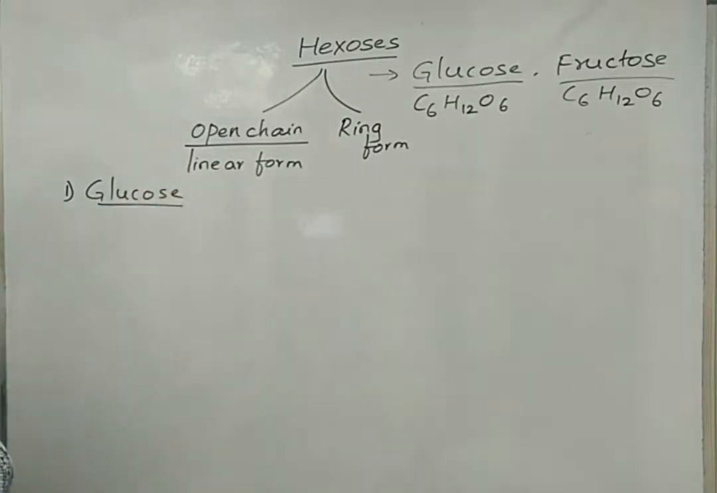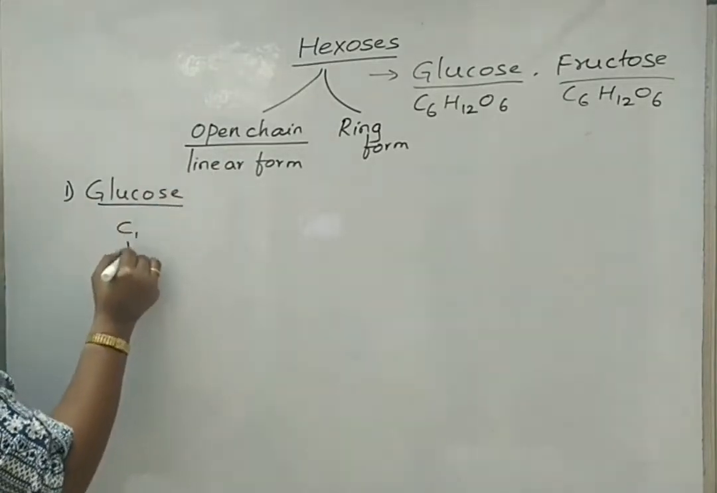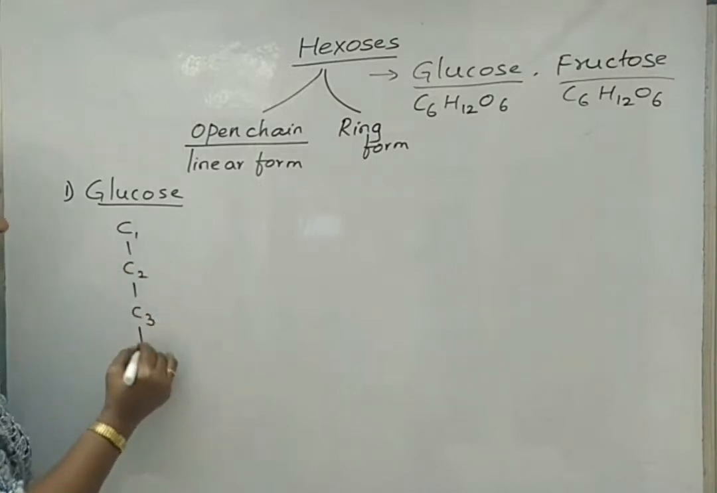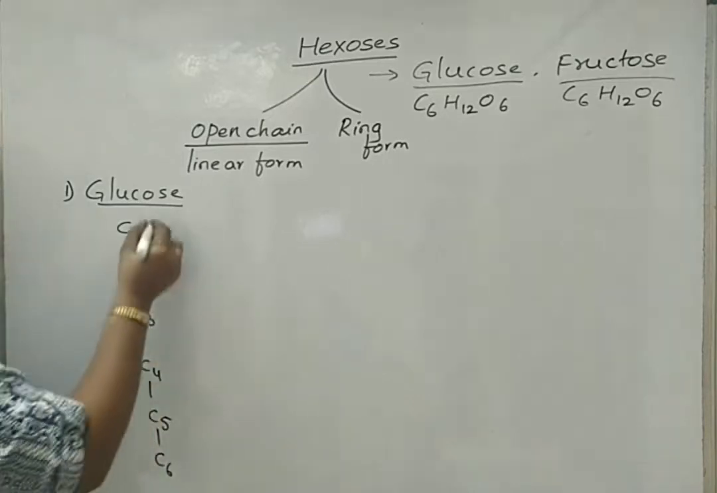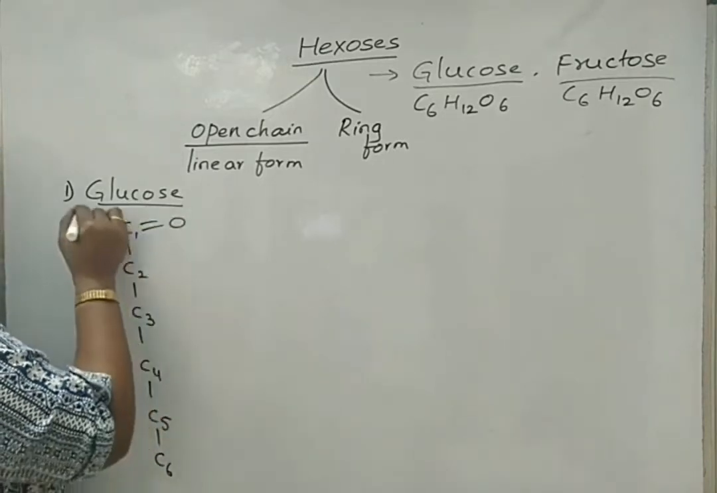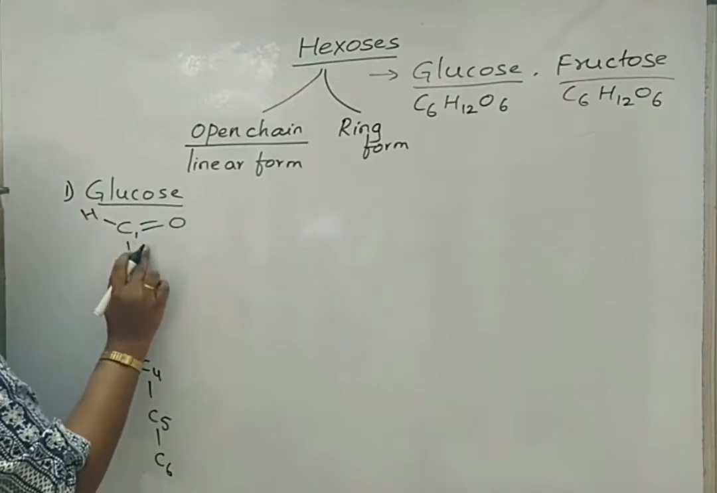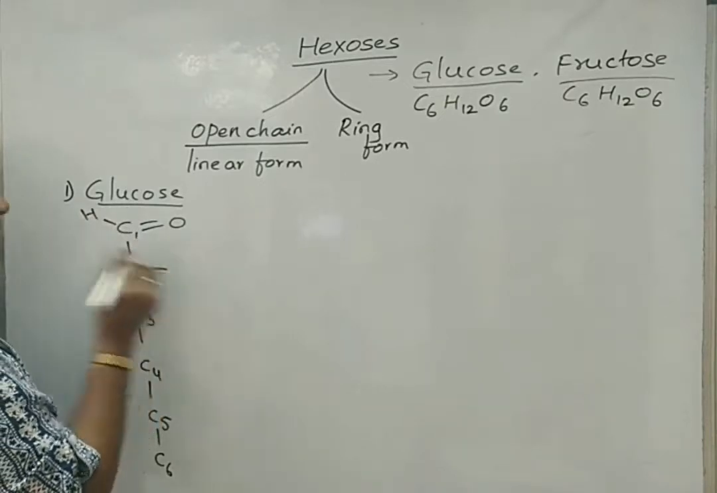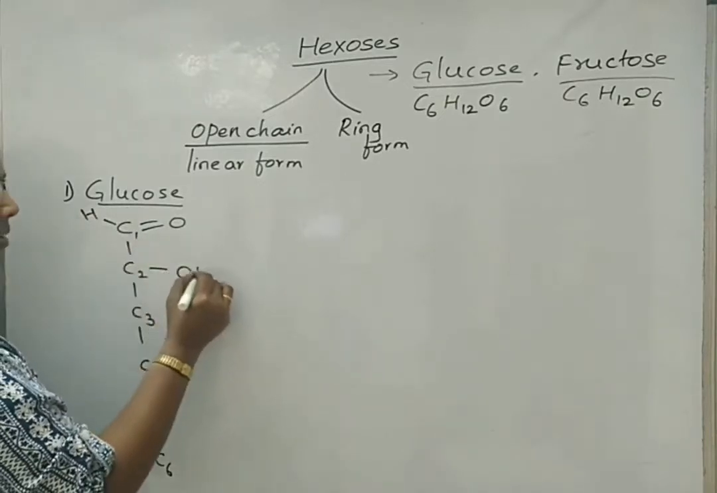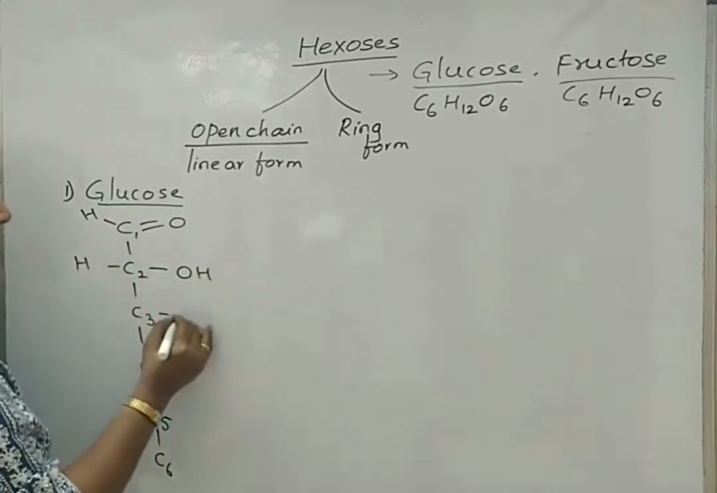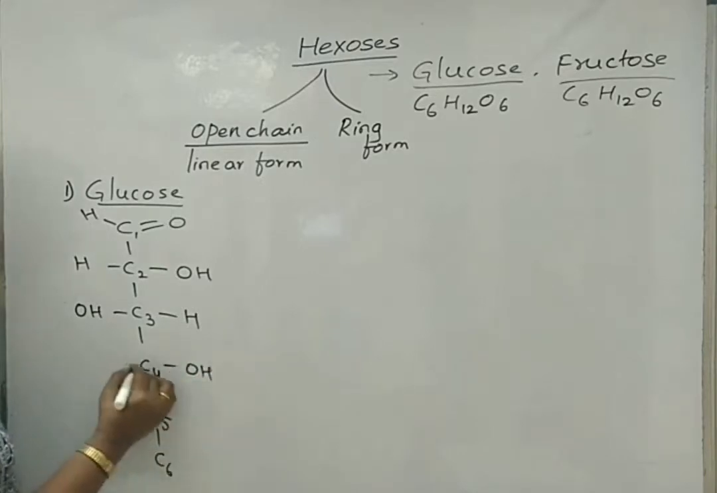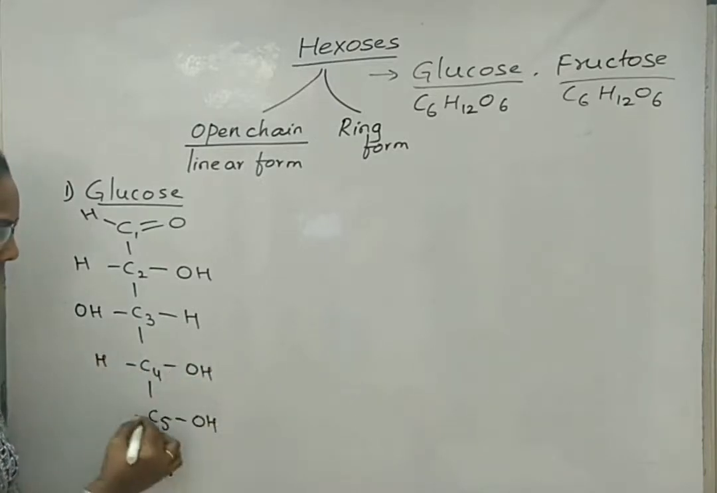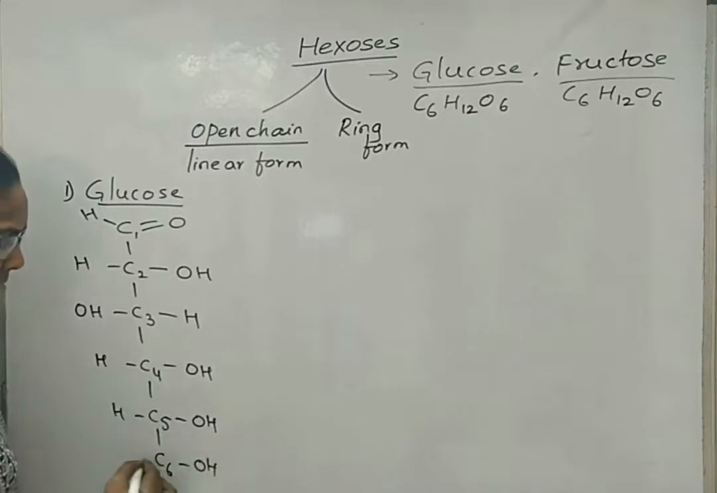the open chain form or linear form is like carbon 1, carbon 2, carbon 3, carbon 4, carbon 5, carbon 6. So here there is an aldehyde group at carbon 1 of glucose, and at the second carbon there is OH, H, and then H and OH, OH and H, OH and H, OH and H and H.